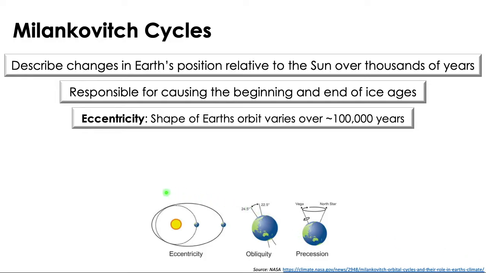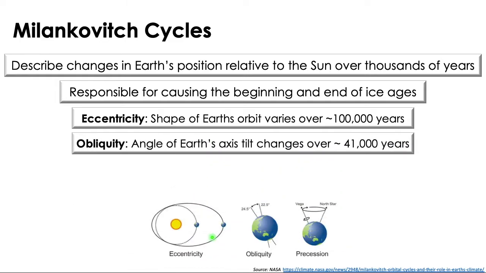And you can see that at the bottom over here. Eccentricity has to do with Earth's orbit actually changing shape. So it varies between being more circular versus more elliptical. If it's more elliptical, there are times where Earth is further from the sun. And if it's more circular, it's going to be, on average, closer to the sun. And this change in Earth's orbit takes place over the course of 100,000 years for it to fully occur.